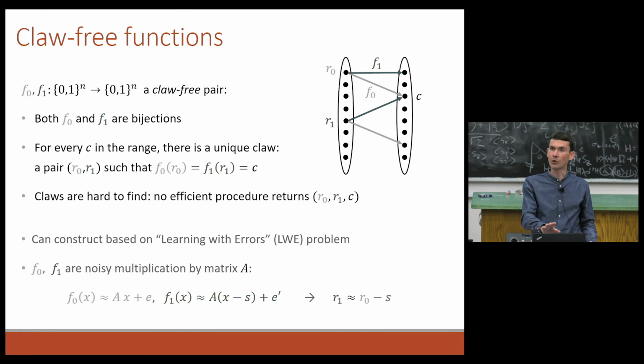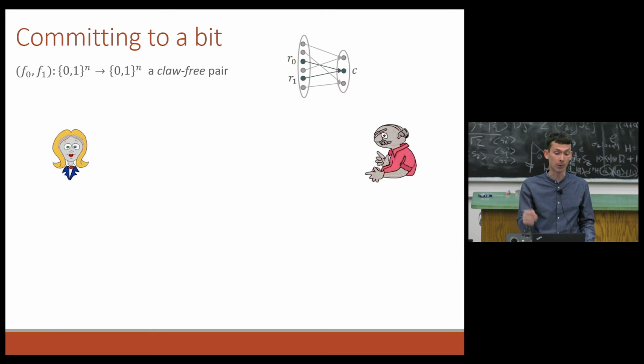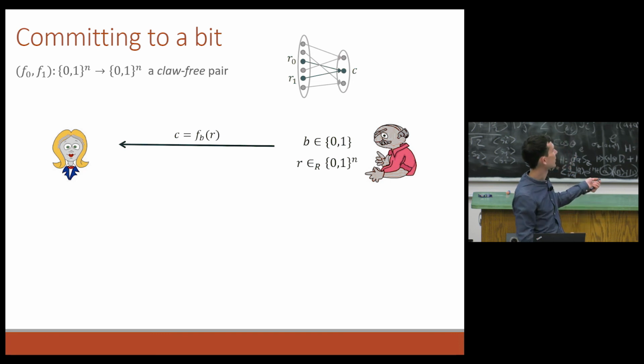Okay, so let's assume that we managed to construct this pair of functions that has these properties. Let me explain how you commit to a bit, and then let me explain how you commit to a qubit. Committing to a bit is pretty straightforward. Here's how it's going to work. We have Alice, and Bob has his bit. What he's going to do is choose a random point in the domain, and then evaluate either F0 or F1 on that random point and send it to Alice as the commitment. So the commitment is the value on the right-hand side.